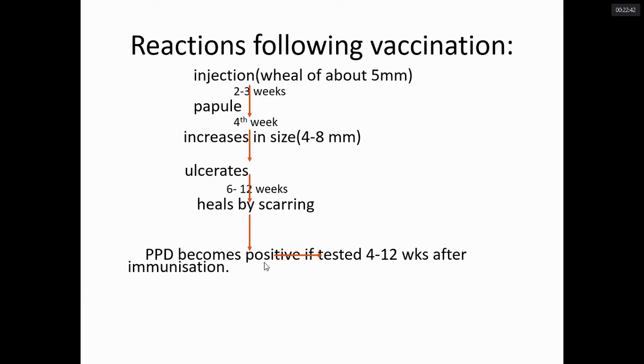So PPD becomes positive if tested. The tuberculin test, if it is done, becomes positive if tested 4 to 12 weeks after immunization. The BCG vaccine is given at birth, and if that is missed, it can be given till 1 year of age, that is catch-up vaccination. So these are the normal reactions following vaccination. This process of formation of papule, ulceration, scarring is normal.